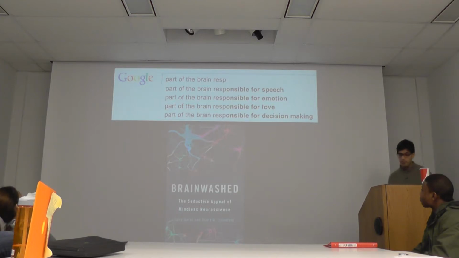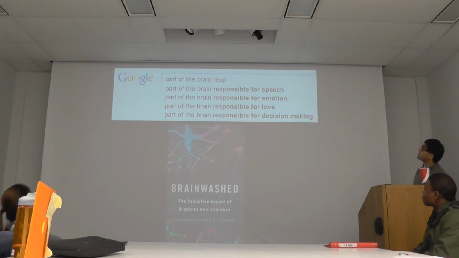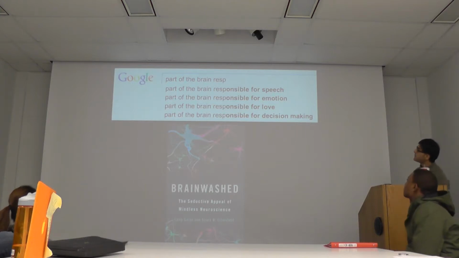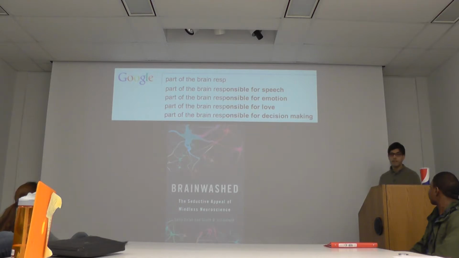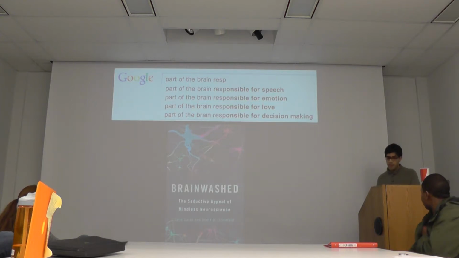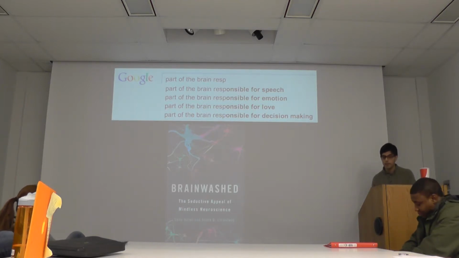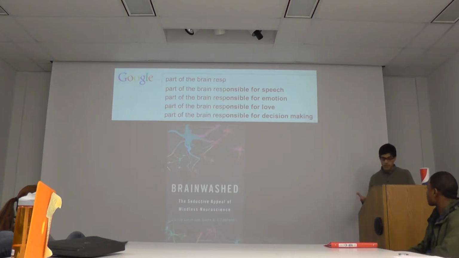"part of the brain responsible for," and the suggestions become progressively less reasonable as they go down. So, part of the brain responsible for speech. Well, there are definitely some regions that are very highly specialized for speech, although there's more than one region. Part of the brain responsible for emotion: there's one or two areas that are particularly involved in particular emotions, such as fear, although they're not only involved in fear, and emotion covers lots of different aspects of neural processing.